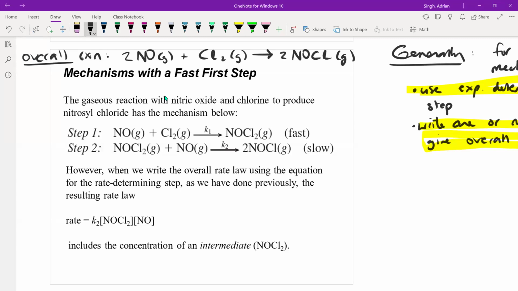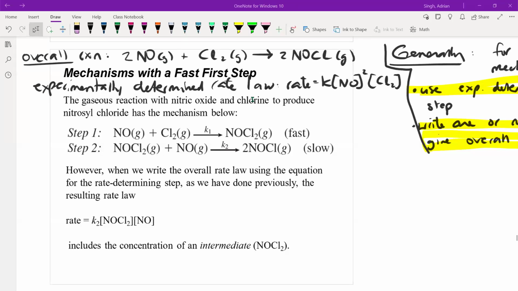And then what we're doing now is this reaction is going to proceed. We're going to propose that it is going to proceed by a two-step elementary reaction process. And the first step, NO reacts with Cl2 to produce NOCl2. And then in step two, the NOCl2 reacts with NO to produce NOCl. So what we can do, again, is write out the rate law expression for both of these elementary steps.